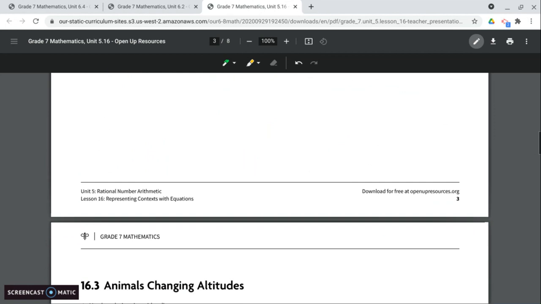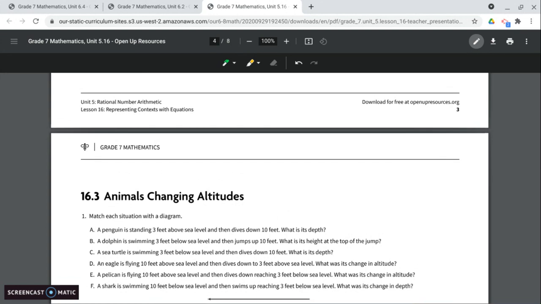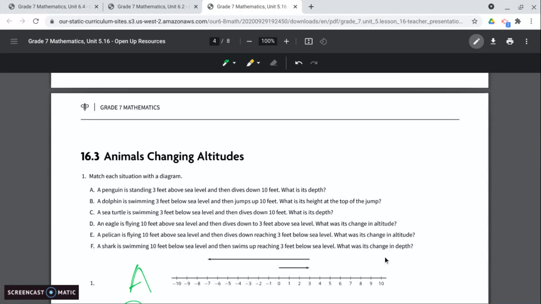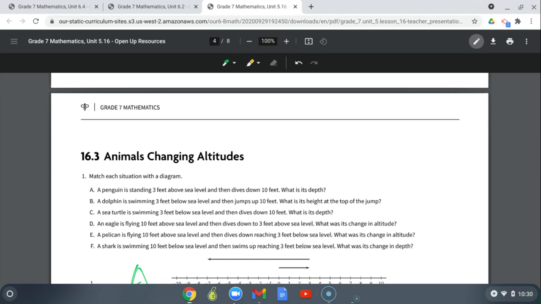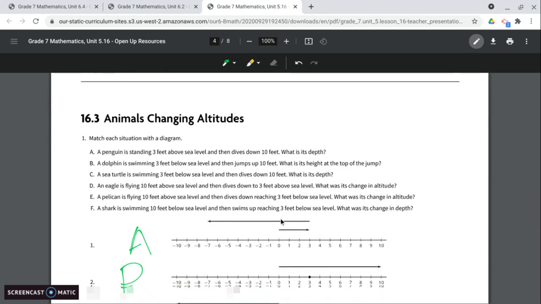All right, our next section, we are looking at animals changing altitudes. So we're matching each diagram. So a penguin is standing 3 feet above sea level and then dives down 10 feet. What's its depth? So we have this right here because we're at the 3, and then we went down 10. The next one we're going to do is D. We're just going to do them in order, that way you can see the equation before you see the model. So D, an eagle is flying 10 feet above sea level and then dives down to 3 feet above sea level. What was its change? So here we have the point because we're looking for the change between them. So we've got that it's up at 10. We've got the ending point 3. We want to find that difference between.